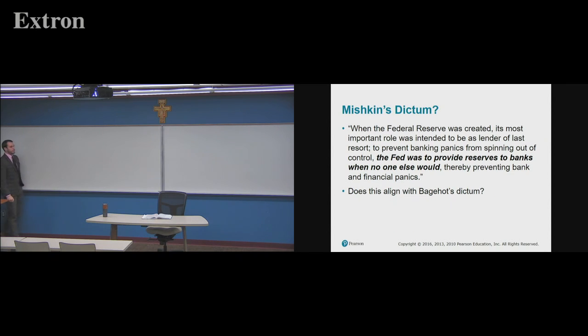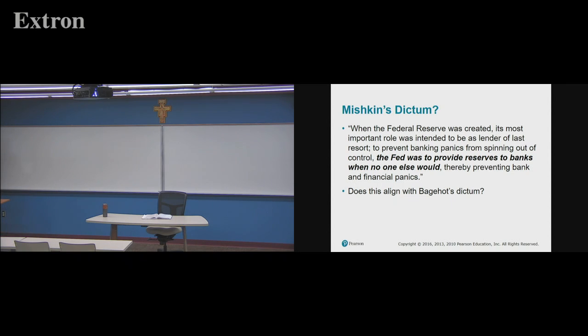And this was how Mishkin in the textbook describes last resort lending. He says, when the Federal Reserve was created, its most important role was intended to be as lender of last resort. To prevent banking panics from spinning out of control, the Fed was to provide reserves to banks when no one else would, thereby preventing bank failures and financial panics.